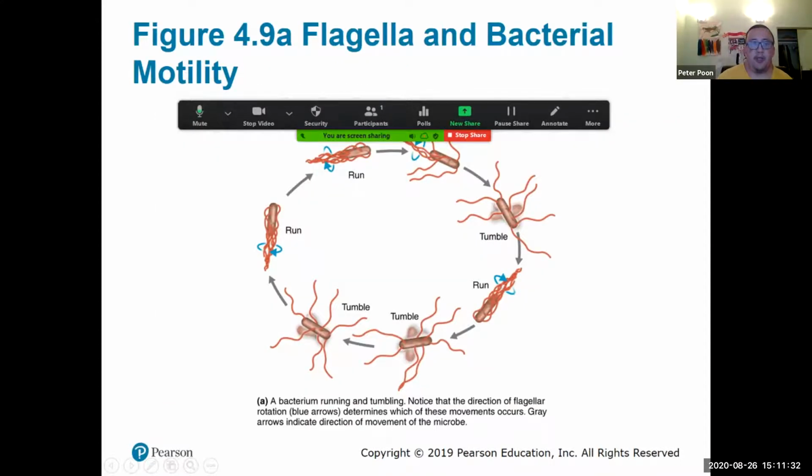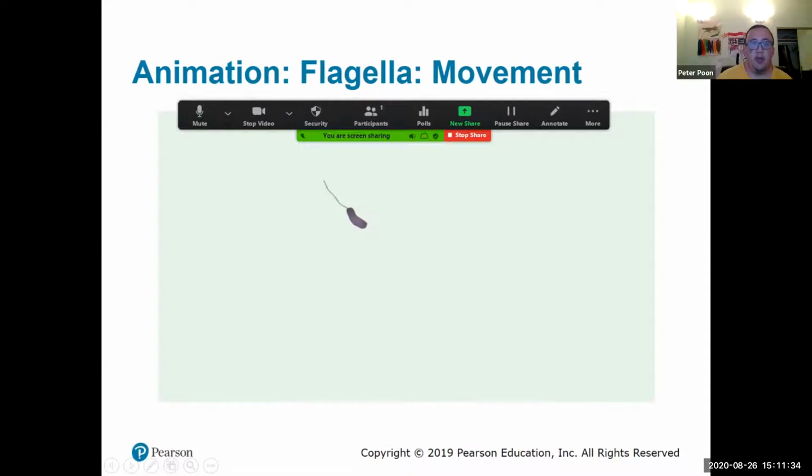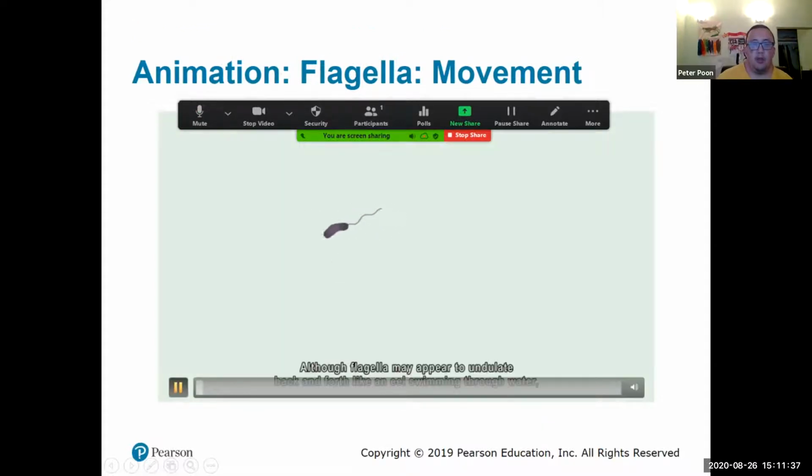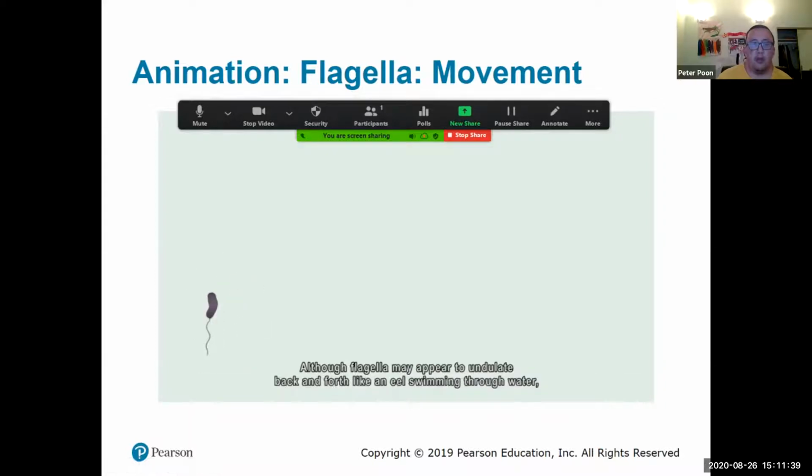So you can see runs and tumbles. Although flagella may appear to undulate back and forth like an eel swimming through water, they actually rotate 360 degrees, clockwise or counterclockwise. The basal body spins, much like the drive shaft of an electric motor, producing this motion. When the flagellum rotates counterclockwise, the bacteria runs in a single direction. When the flagellum rotates clockwise, the bacterium tumbles and changes direction.